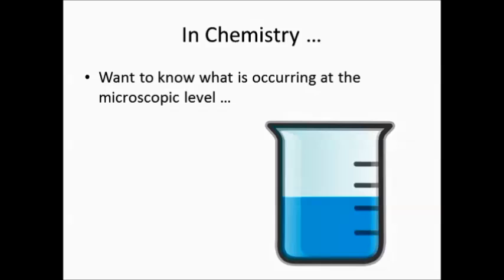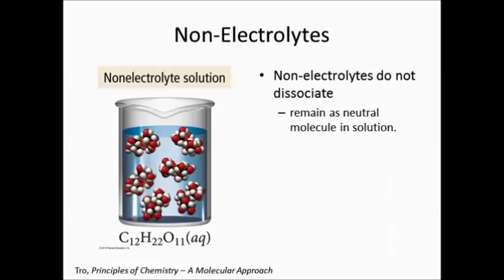In chemistry, we are interested in what is going on at the microscopic level. In other words, we want to know, in this solution, if I zoom in close enough, what is going on at the molecular level. It is important to understand that in order for a solution to conduct electricity, you need charged particles to be able to flow freely in the solution. And that means, in practice, that you must have ions in the solution.